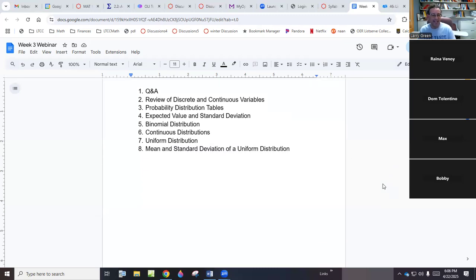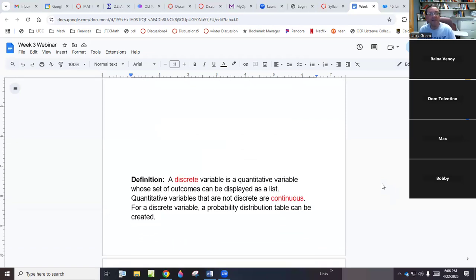So let's go ahead and remind you of these definitions. A discrete variable is a quantitative variable whose set of outcomes can be displayed as a list. You can write down the possible answers as a list. Sometimes a list will go on and on forever, but you'll at least be able to list them with commas and then continue. That's when you know it is discrete. Quantitative variables that are not discrete are called continuous. So if it's not discrete, it's continuous.